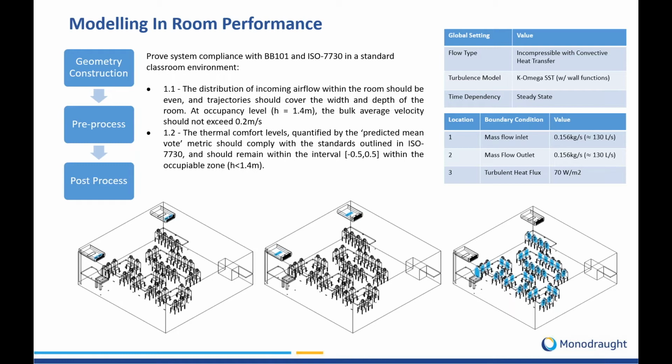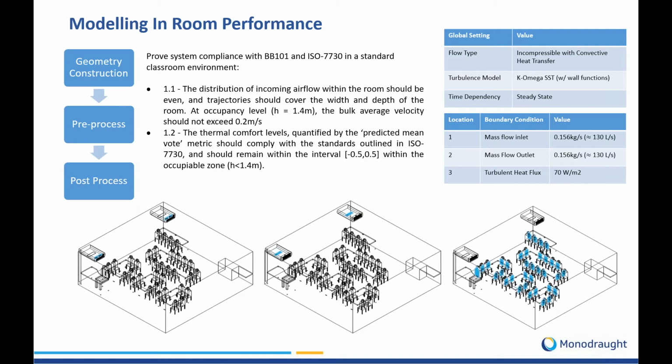So in Britain, it's important from a marketing perspective that our systems comply with certain British standards. In particular, the most strict one is BB101, which is used predominantly for education. And within this standard, the first outlined criterion is that at occupancy level, which in secondary schools is at 1.4 meters, the bulk average velocity should not exceed 0.2 meters per second.